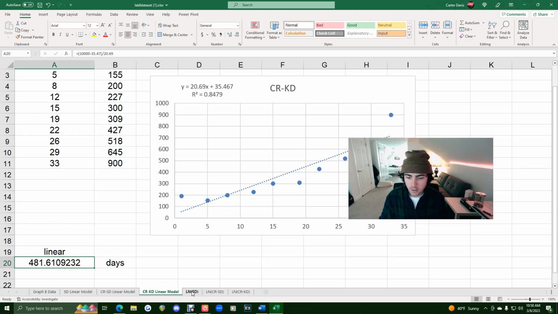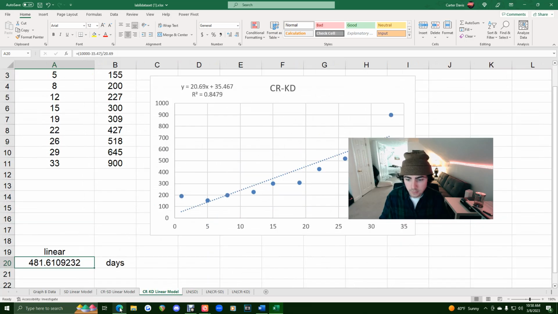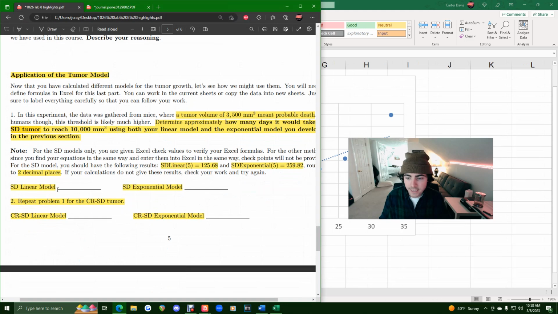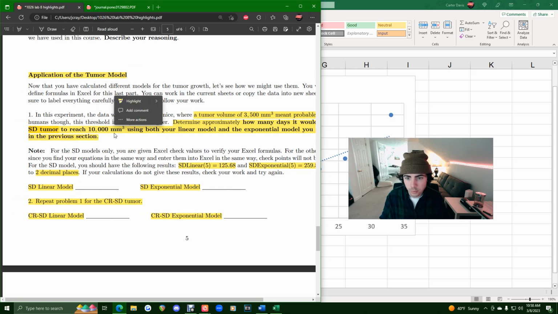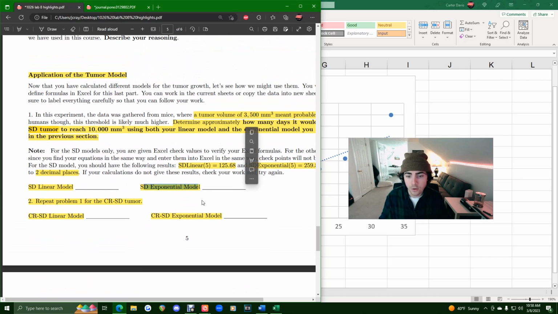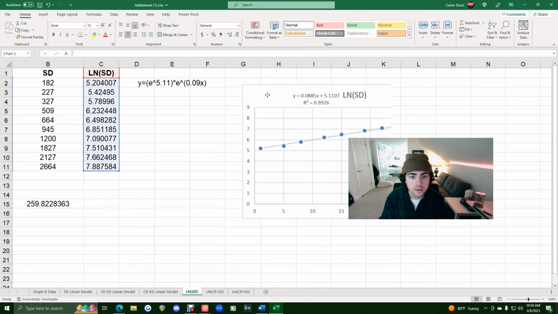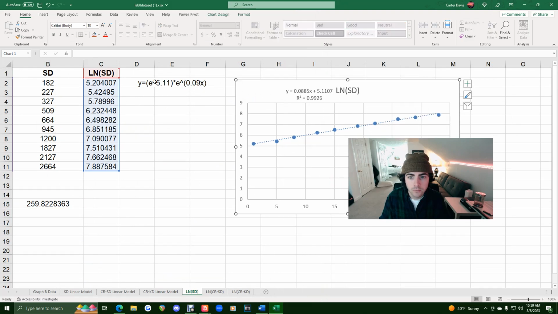That's pretty good. All right, so what we just found, all those linear values, is the days it would take for the tumor to reach 10,000 cubic millimeters. So that was for SD, that was for CRSD, and that was for CRKD. We did all the linears. Now let's do all the exponentials so we can keep it consistent. Now all the exponentials, where are we at? We're at right here, using this stuff.